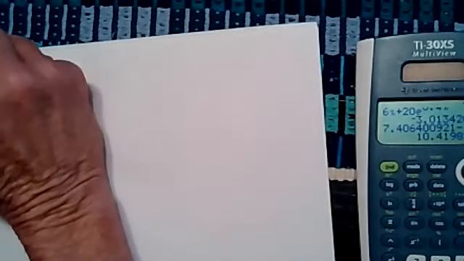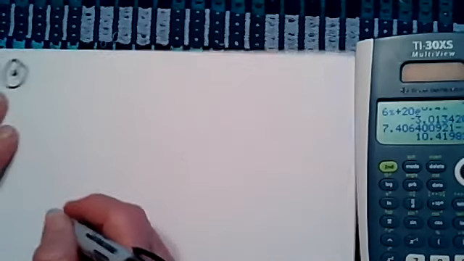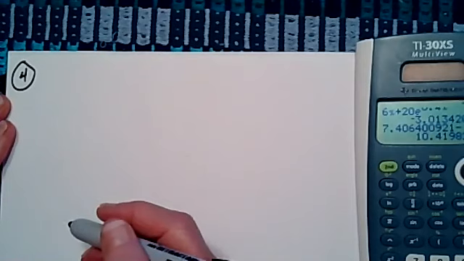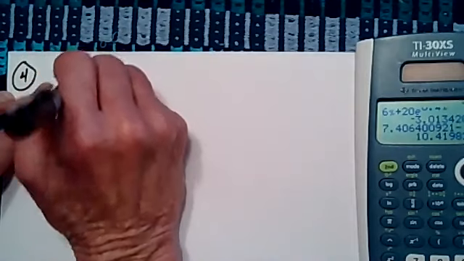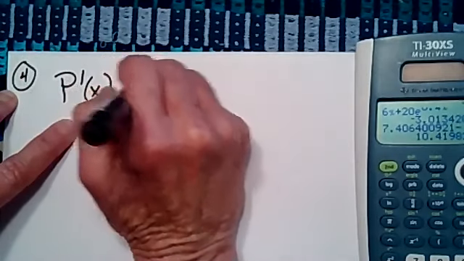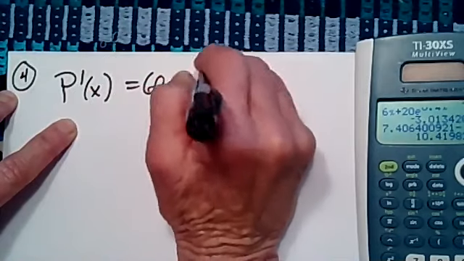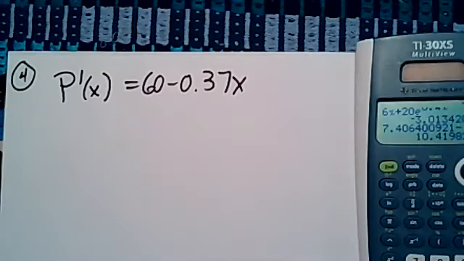You'll see the problems, I have them all worked out on Blackboard. So you can go open the homework and see the full question. I'm going to write it, not word for word. It says the marginal profit for a certain style of sunglasses is given by P prime of X, which is 60 minus 0.37X. They give me the marginal profit, that's dollars per pair, where X is the number of sunglasses produced and sold weekly.